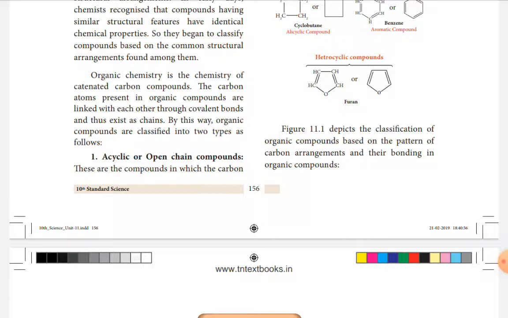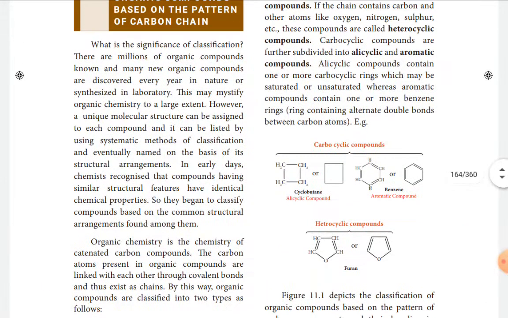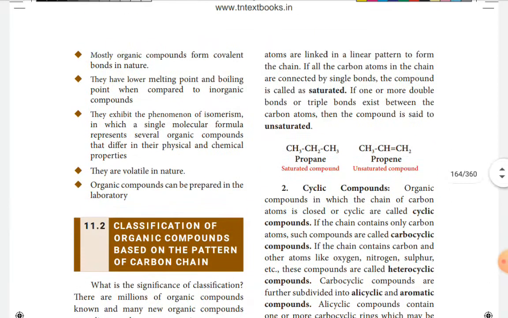Saturated means between the combining carbon atoms, a single covalent bond is existing. That means the combining carbon atoms share one pair of electrons. Some compounds have double or triple bonds also in the linear pattern. Those compounds are called unsaturated organic compounds, like propene, butene, pentene, propyne, ethyne. Those compounds are formed by having double bond or triple bond.